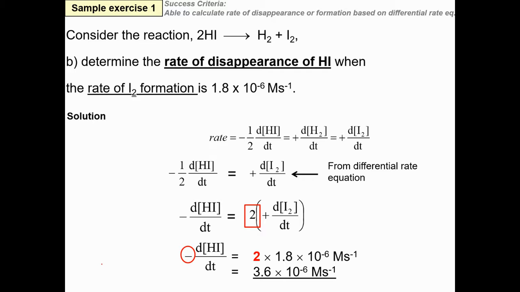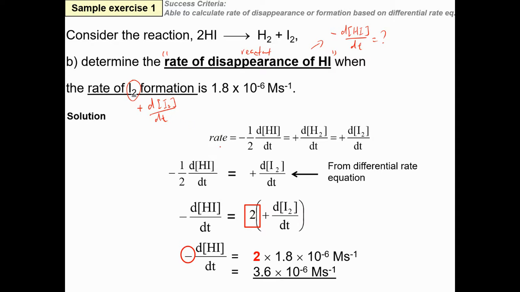Okay, now the next question is also to determine the rate of disappearance of hydrogen iodide. When we look at this term, automatically we write down negative because it is disappearance, meaning it is referring to the reactant, so negative d[HI]/dt. When the rate of formation is given, the rate of formation of iodine means that it's positive d[I2]/dt, the iodine over time.